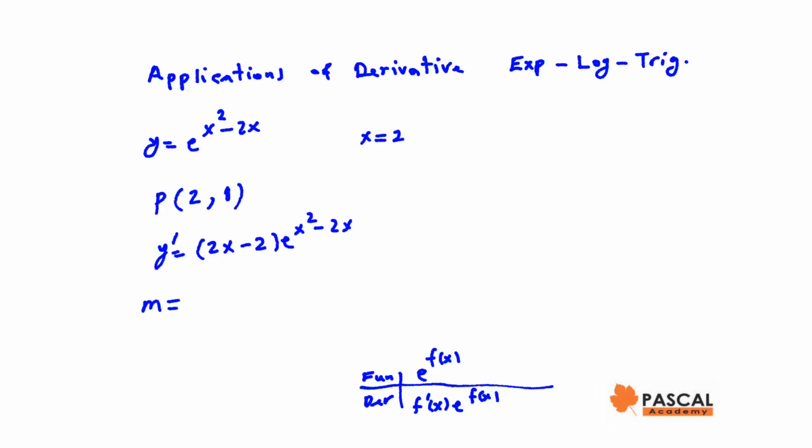The slope of the tangent line is (2 times 2 minus 2) times e to the power of 0. That's 4 minus 2, which is 2. To find the slope of the tangent line, we plug the x-coordinate into the derivative. We know the slope and the point. The equation of the tangent line would be y minus y1, which is 1, equals m, which is 2, times x minus x1, which is the same as y equals 2x minus 3.